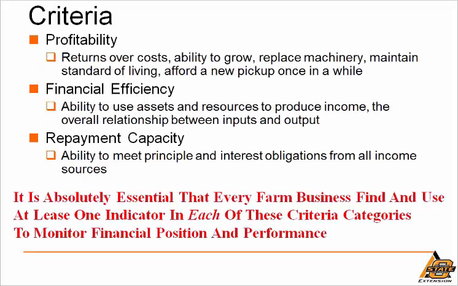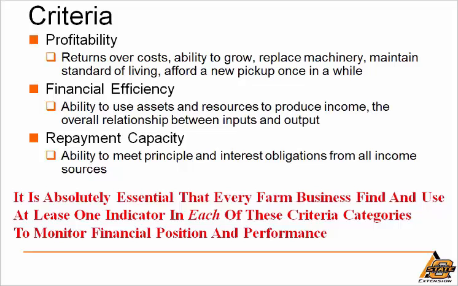The third broad category is profitability. That term profit may well be one of the most misused and misunderstood terms in all of agriculture. True profitability is a measure of returns or revenue over and above all costs or expenses. Profitable businesses generate enough revenue to not only pay expenses, but to grow over time, replace machinery on a timely schedule, and contribute financially to the living standards of the business owners, managers, and workers.